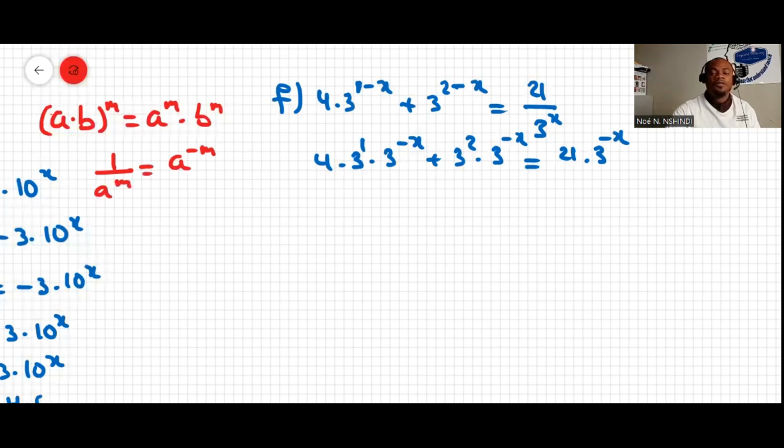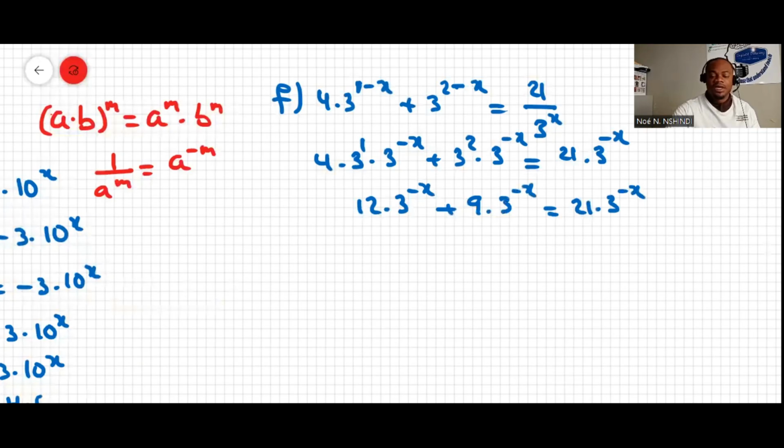So 4 times 3 to the power of 1 is just a number. 4 times 3 to the power of 1 is just 12. So this is 12 times 3 to the negative x plus 3 to the power of 2 is 9. So that makes 9 times 3 to the power of negative x. And then that makes 21 times 3 to the negative x.